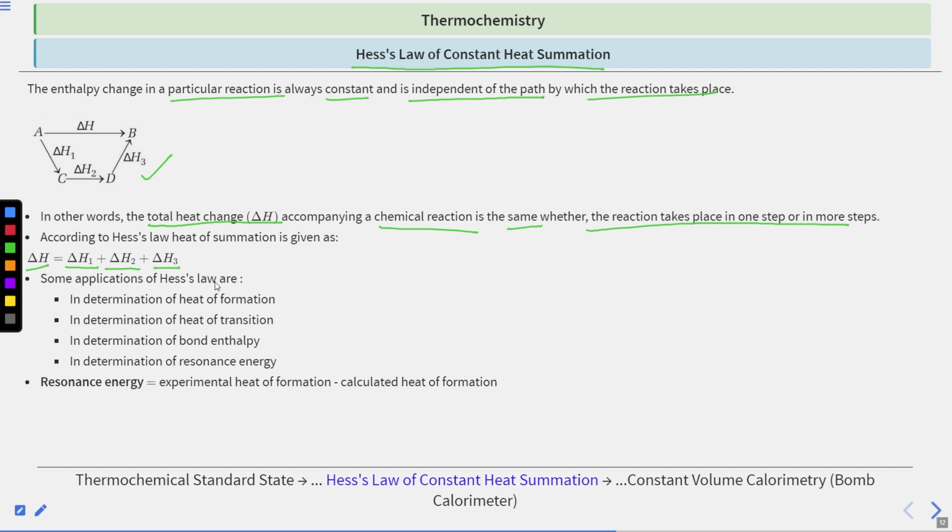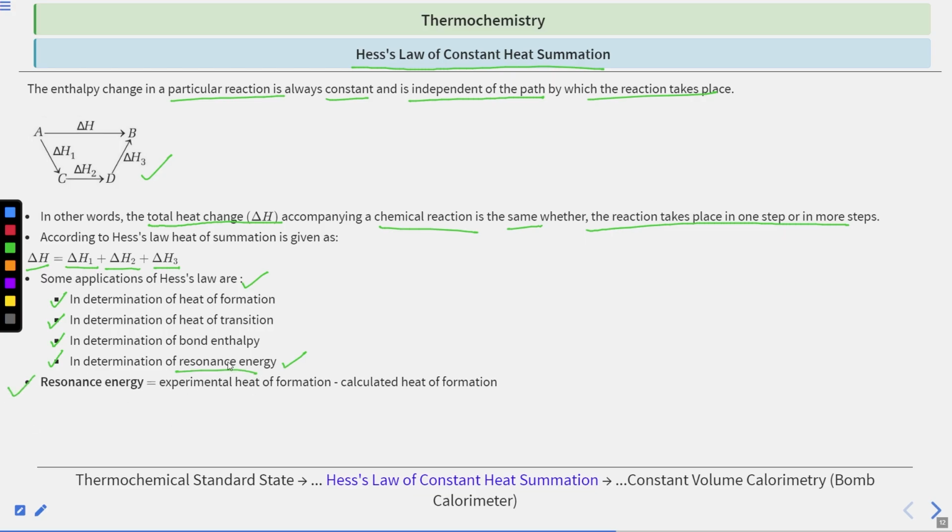And some applications of Hess's law are: it is used in determination of heat of formation, determination of heat of transition, determination of bond enthalpy of a bond or a molecule, and in determination of resonance energy of any molecule. So here is a new term, resonance energy.